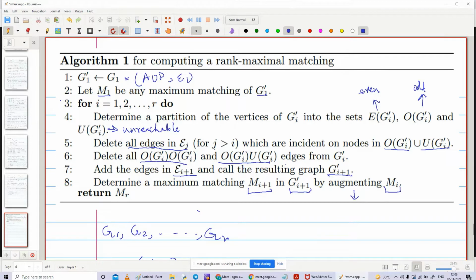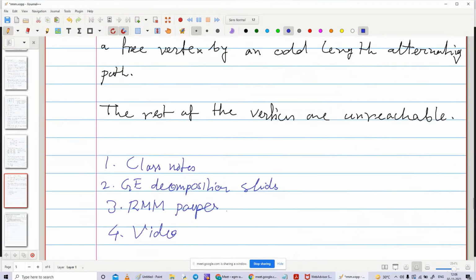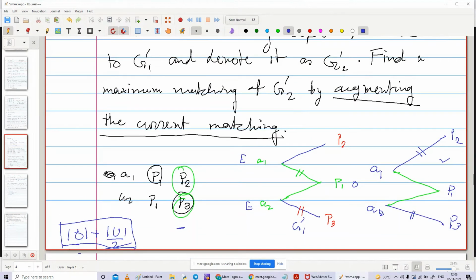Do you remember why we do it by augmenting, and not by just finding any maximum matching of G prime I plus 1? We have seen an example before. Here in this example, if we don't find the maximum matching of G prime 2 by augmenting the old matching, then we could have a matching where only two rank 2 edges are matched, but it is not a rank maximal matching.